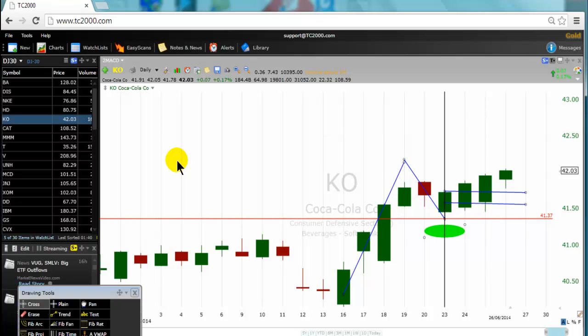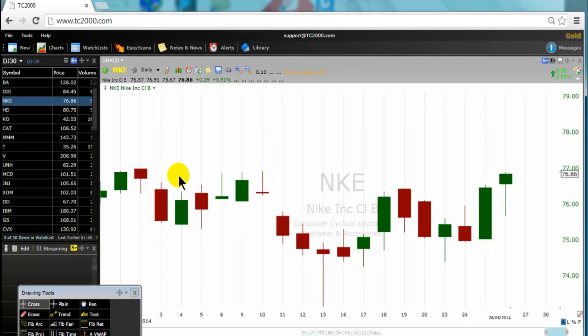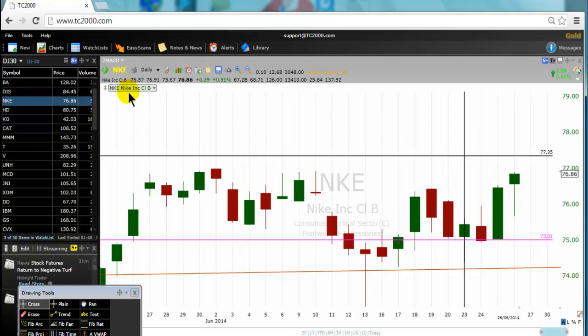The next financial instrument that we're going to look at is Nike. If you like sports, Nike is here. The symbol is November Kilo Echo, NKE, listed on the Dow 30. We go into the daily chart.